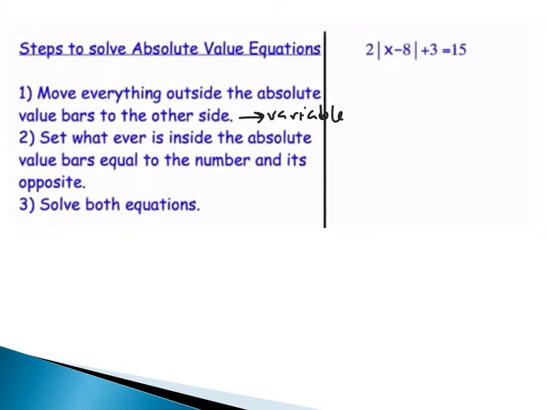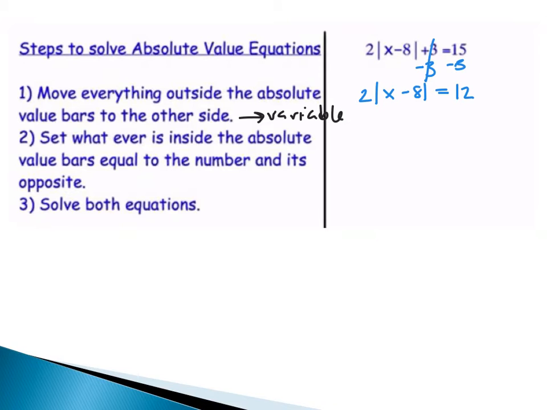So here we go. Let's take a look at a quick example here. I have 2 times the absolute value of x minus 8. Now this is multiplication, 2 times, plus 3 equals 15. So follow the steps carefully. Step 1 says that we are going to take anything on the outside of the absolute value bars and move it to the other side. So I see that I have a 2 and a 3 outside. I'm going to take and move these to the other side of the equation. So I'm going to start with the plus 3. I'm going to subtract 3 to the other side. That's going to cancel, leaving me with 2 times the absolute value of x minus 8 is going to equal 15 minus 3 is 12.